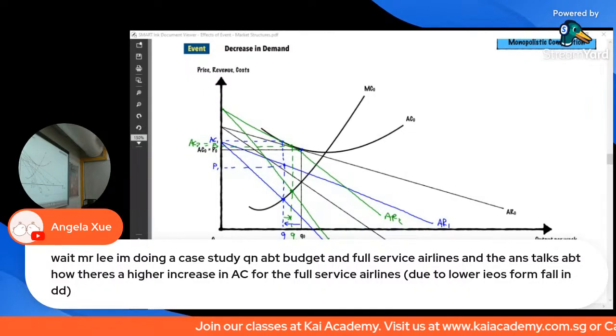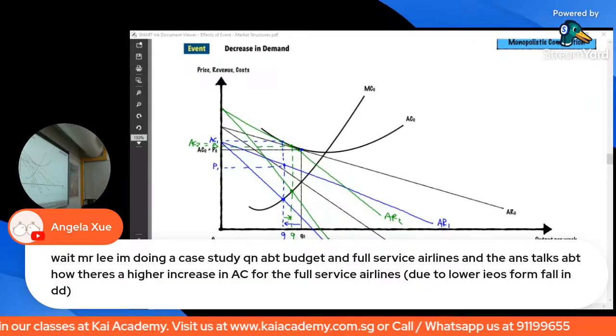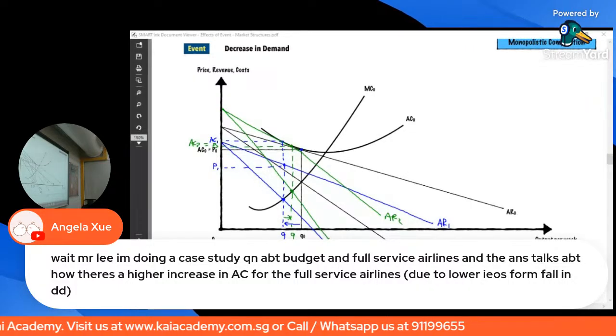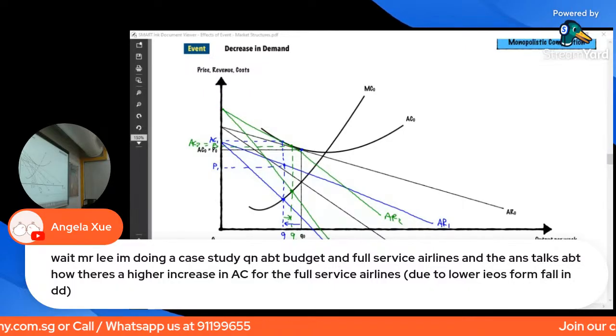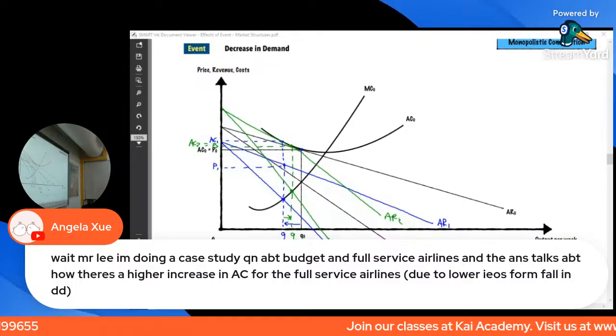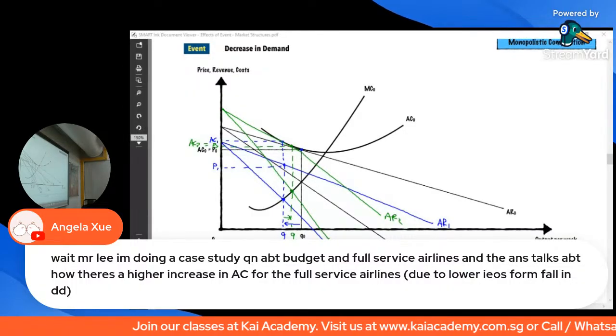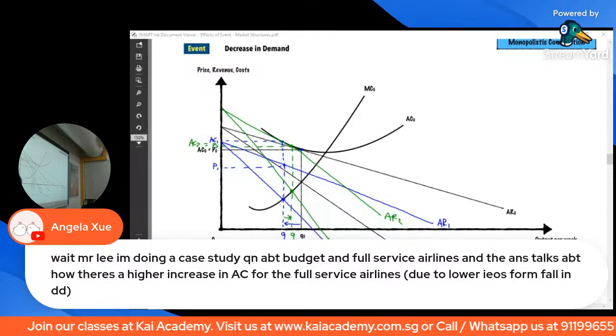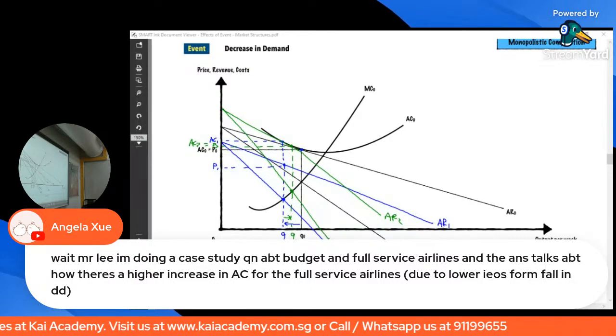Wait for what? I'm doing a case study about budget and full service airlines, and the answer talks about how there's a higher increase in AC for the full service airline due to lower EOS from the fall in demand. Okay, so that's movement along the LRAC curve, right?